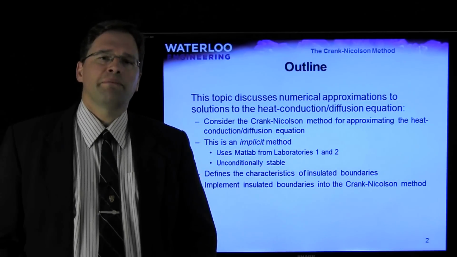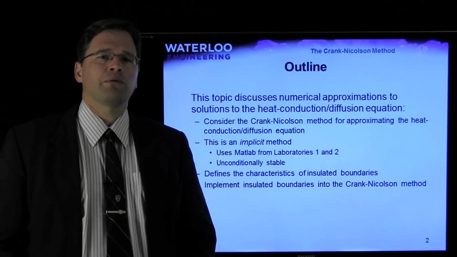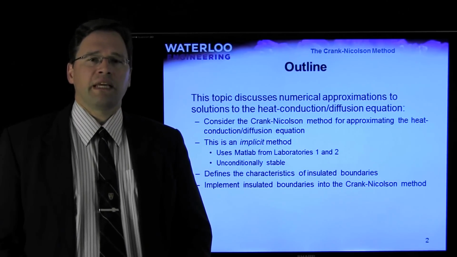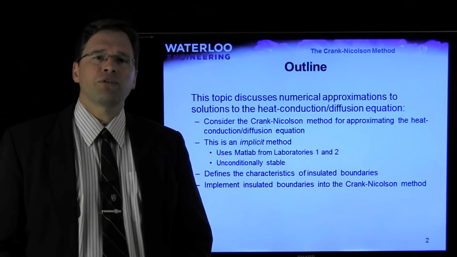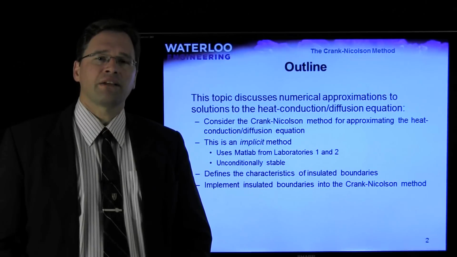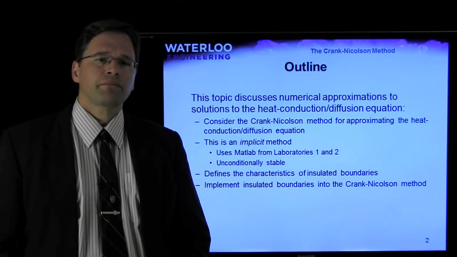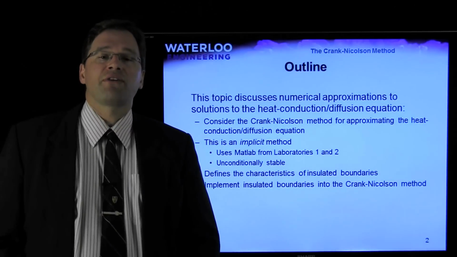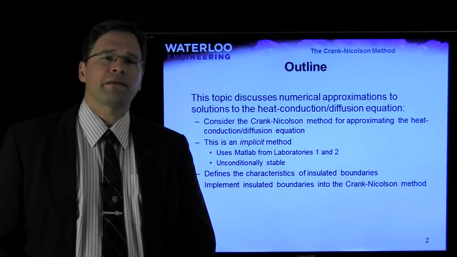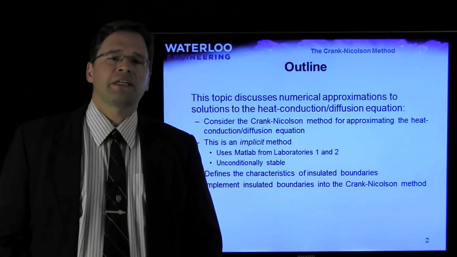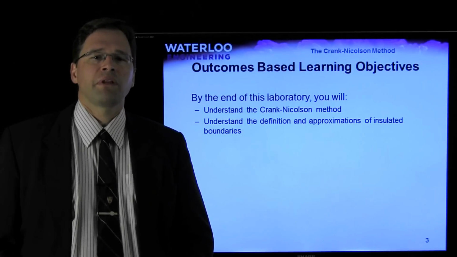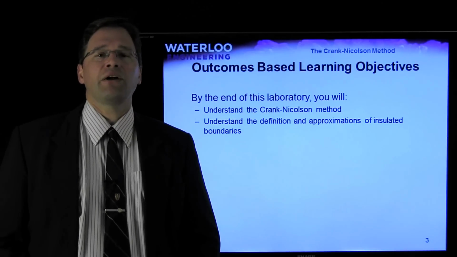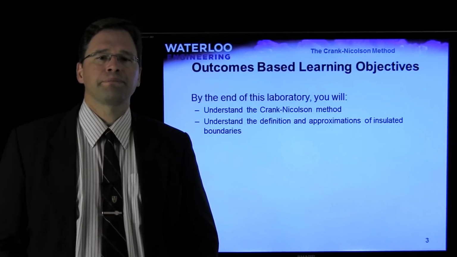What's significant, however, is this method is unconditionally stable. Previously, with the last finite difference equation we saw in Lab 2, it was only stable conditional on kappa delta t over h squared being less than 0.5. Now, once we've looked at the Crank-Nicolson method, we will then define the characteristics of insulated boundaries and how we can approximate them. We will then implement insulated boundaries into the Crank-Nicolson method. By the end of this lab, you will understand the Crank-Nicolson method, and you will understand the definition and how to approximate insulated boundaries.